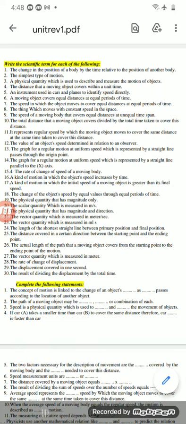Number 18. The change of the object's speed by equal values through equal periods of time. The change of the object's speed by equal values through equal periods of time، يعني الفيلوسيتي بتتغير but by equal value أو equal rate in equal periods of time that define of uniform acceleration.